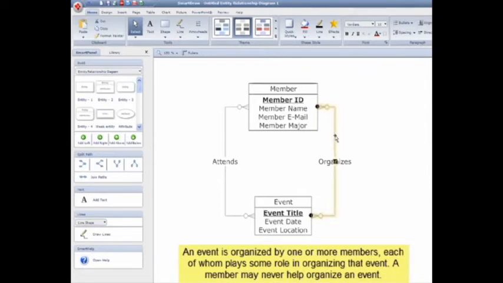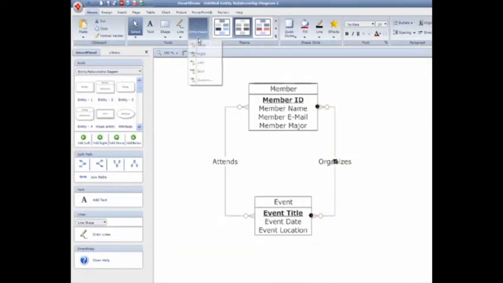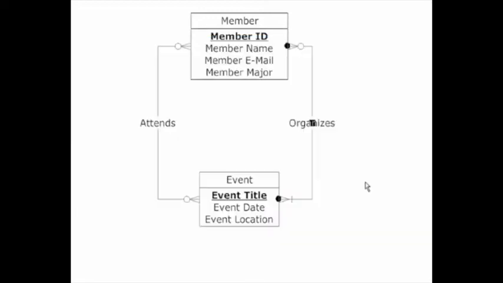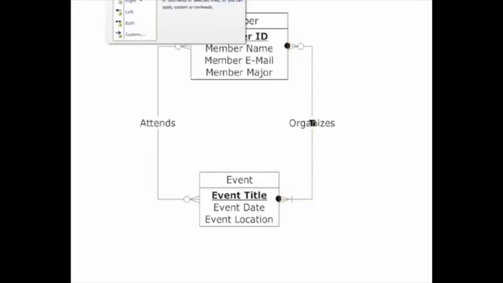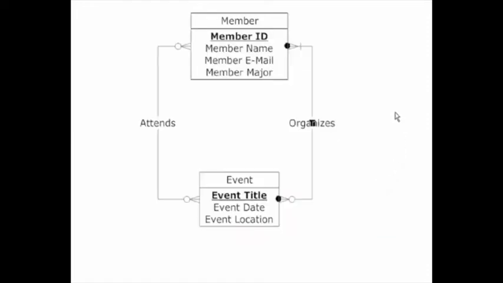That's easy to do. We'll select that line, go into the arrowheads again, customization, and we will change the notation to a member must organize at least one event. Well, that's wrong. So the arrowhead is selected at the wrong end. So we will change this one to the required and this one to the optional. And now we have the cardinality that we want.